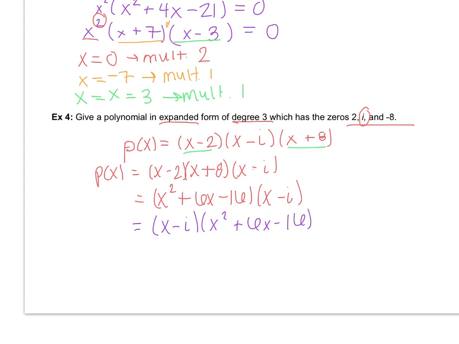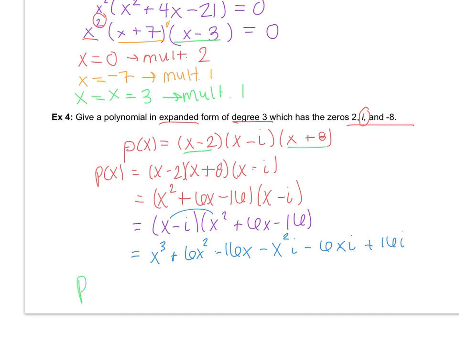And I'm going to distribute. So that would be x cubed plus 6x squared minus 16x minus x squared i minus 6xi plus 16i. So we've got several terms with an i in it. And so let's simplify this.